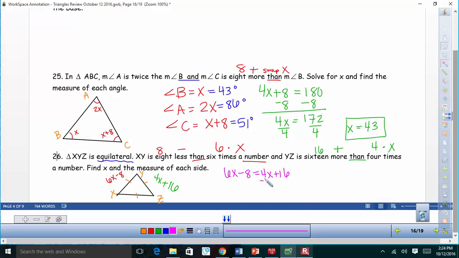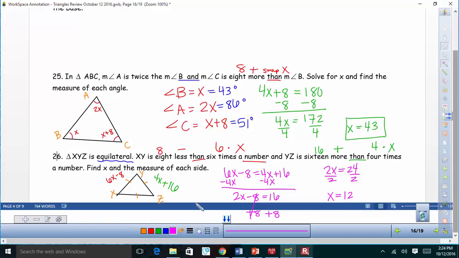From here, we're just going to solve for x. So we subtract 4x from both sides. That gives me 2x minus 8 equals 16. Then we get x by itself by adding 8 to both sides. So that's going to give me 2x equals 24. And so last we divide by 2, and x equals 12. Okay?